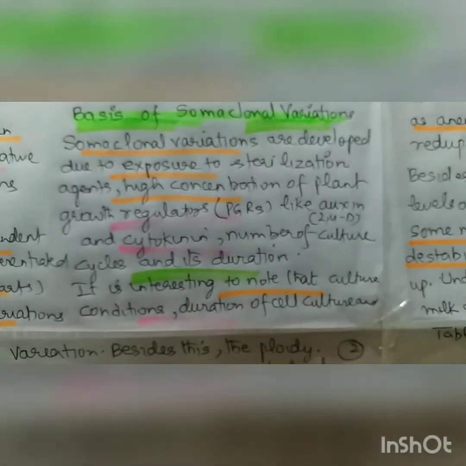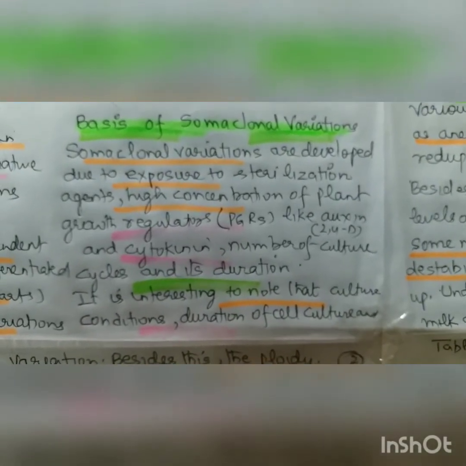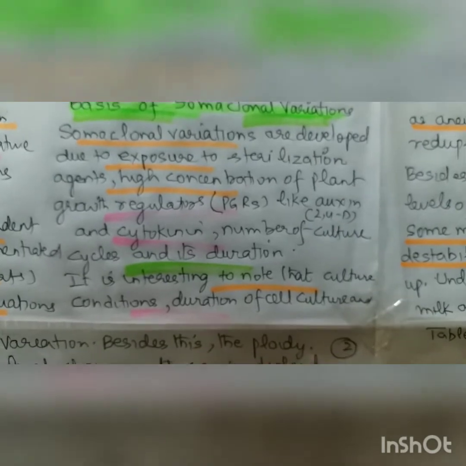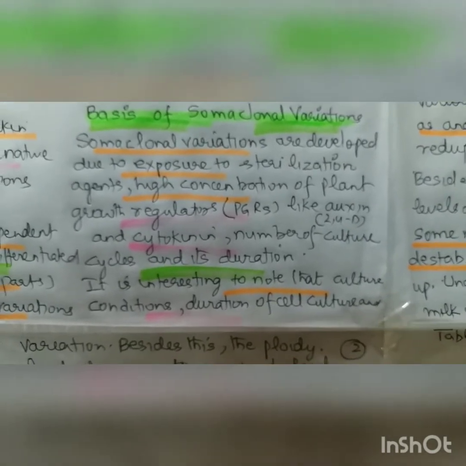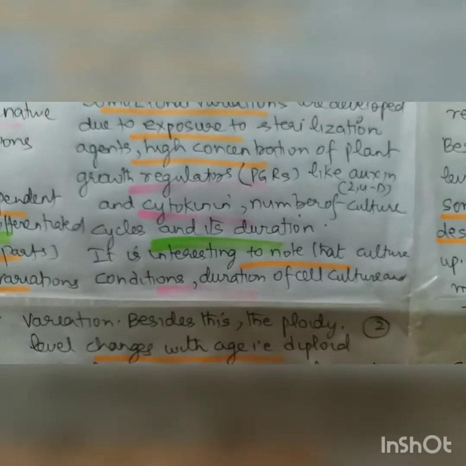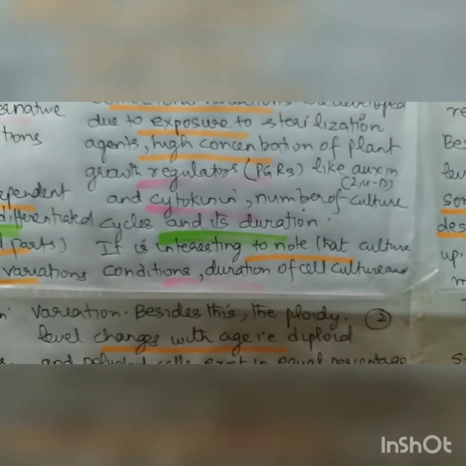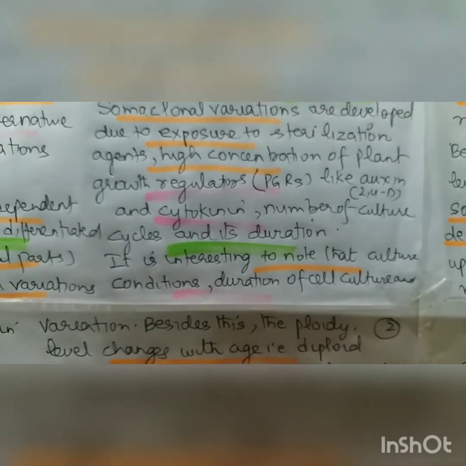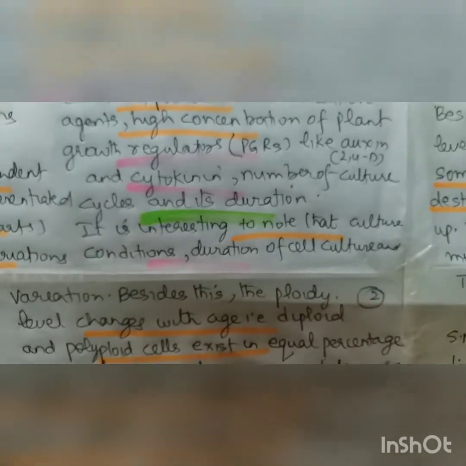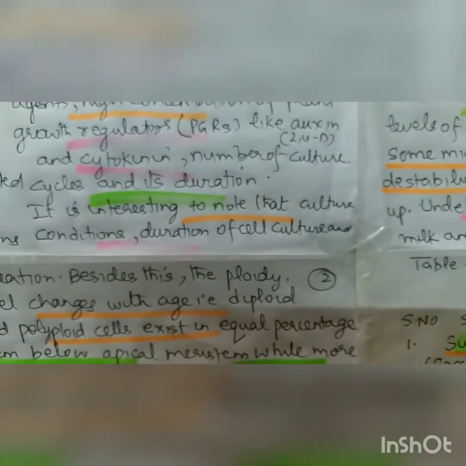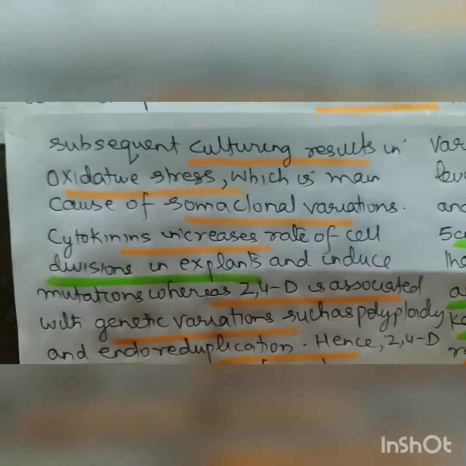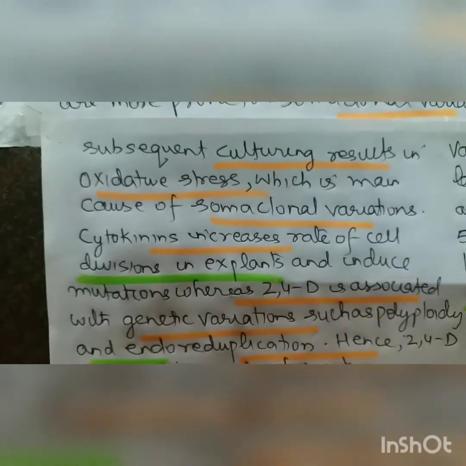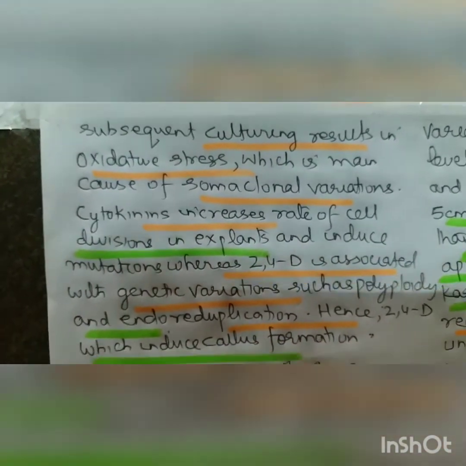So in both, the high concentration and exposure to sterilization result in somaclonal variation. Besides that, plant growth regulators, I already told you, like auxin, 2,4-D (2,4-dichlorophenoxyacetic acid), and cytokinin, whose bioassay is cell division, and the number of culture cycles, that is repeated culturing, and its duration. It is interesting to note that culture conditions, duration of cell cultures, and subsequent culturing result in oxidative stress. This is very important, which is the main cause of somaclonal variations.